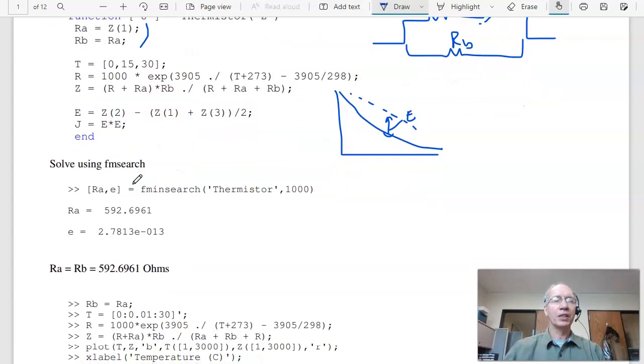Once I define my function, I can minimize it in MATLAB. So I'm going to use fminsearch, minimize this function. There's my initial guess, let it go. And after a couple seconds, MATLAB kicked back this answer, and there's my sum squared error. Pretty close to 0, so that looks like a valid solution. So it looks like one solution is RA equals RB is 592.6961 ohms.